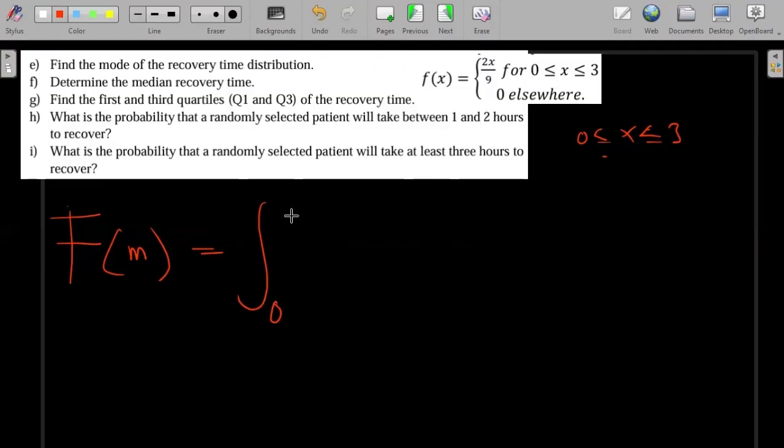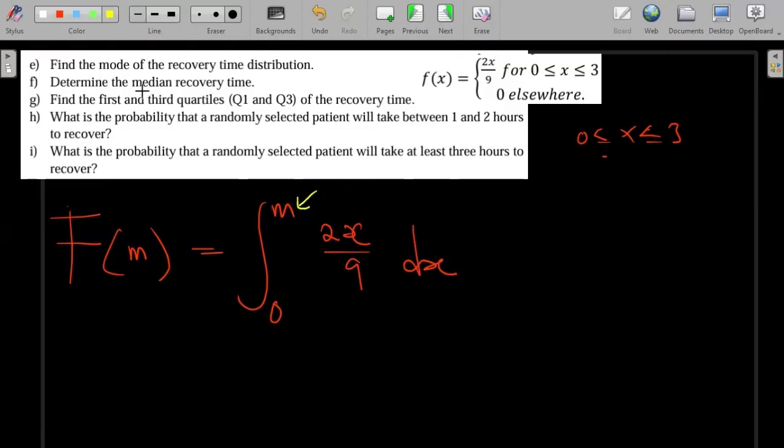And then I'm going to a limit here, which is not given a number. So I'll just say 0 to m, because I want to find m, which is my median. So you don't put 3 there. When you're finding the CDF, you put a variable there, like m, t, whatever variable you want. And then I'm going to get my f of x, which is 2x over 9. Then I say dx.